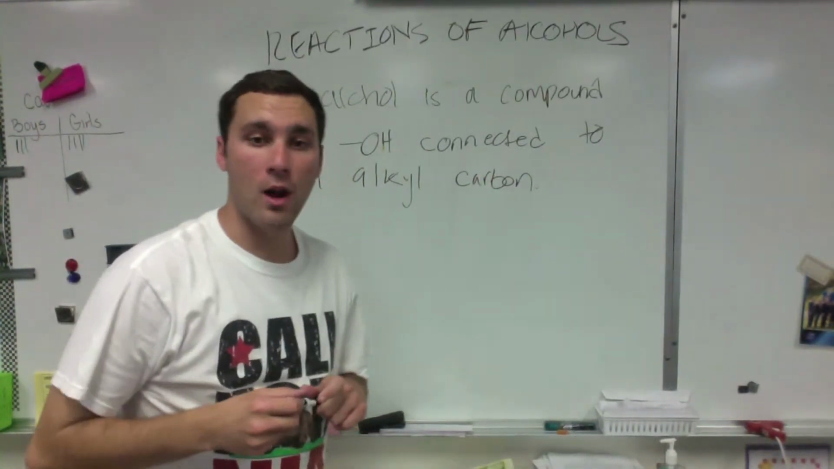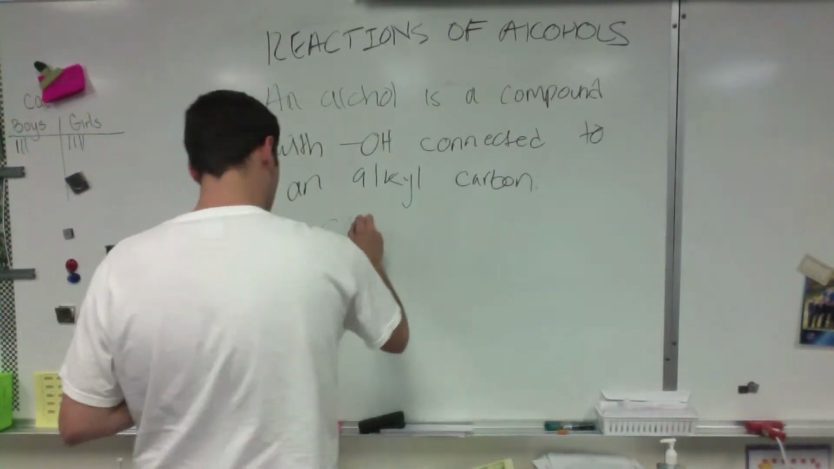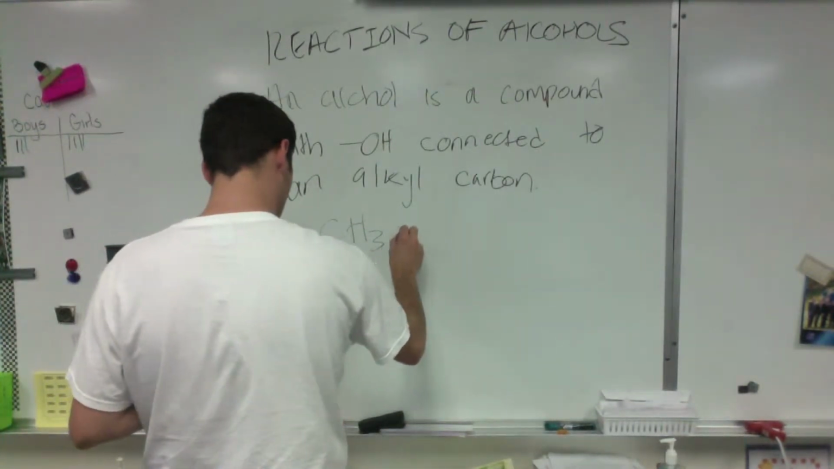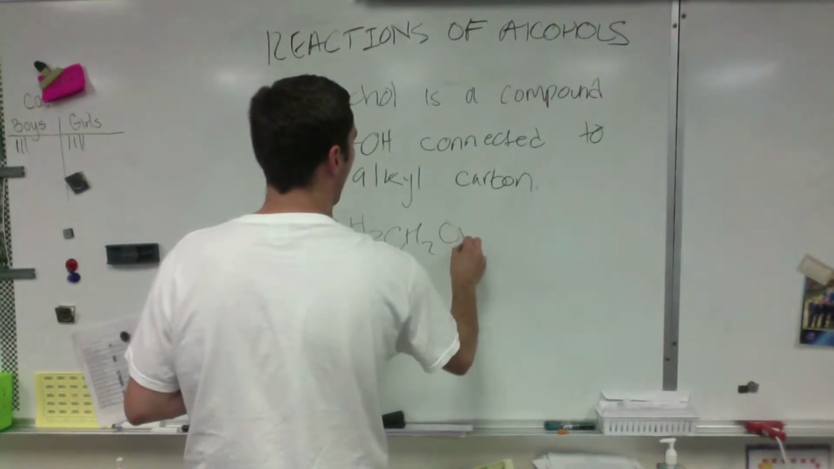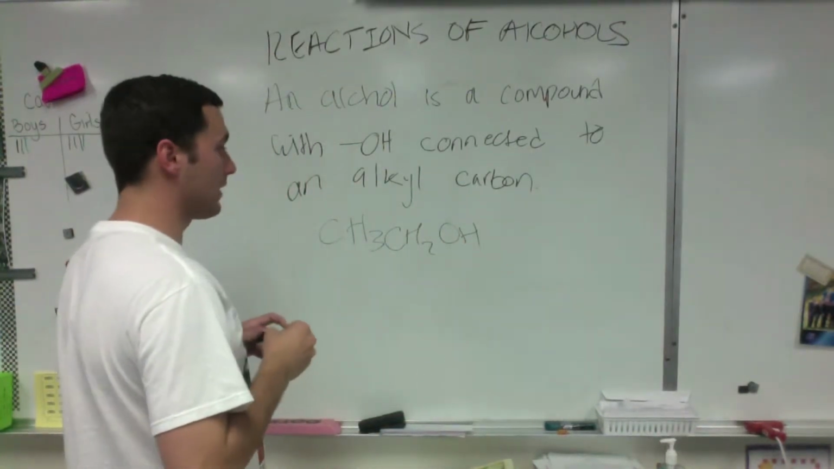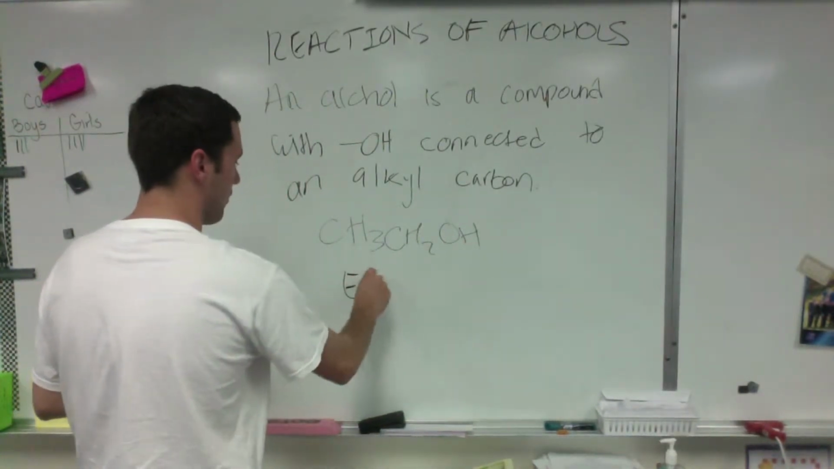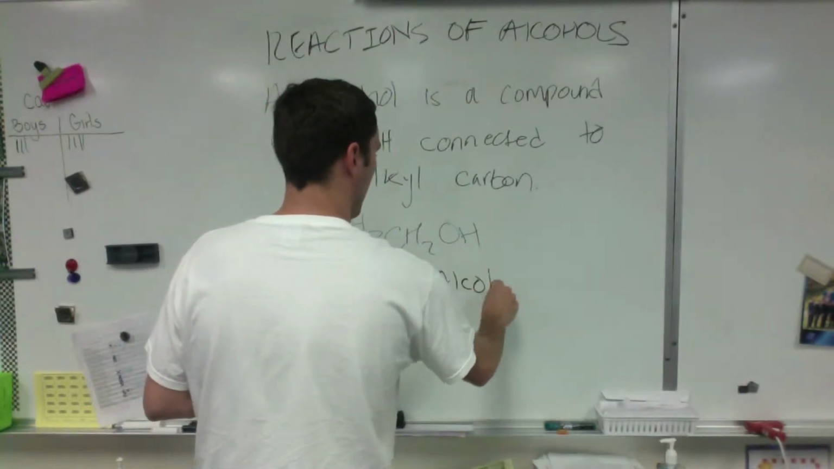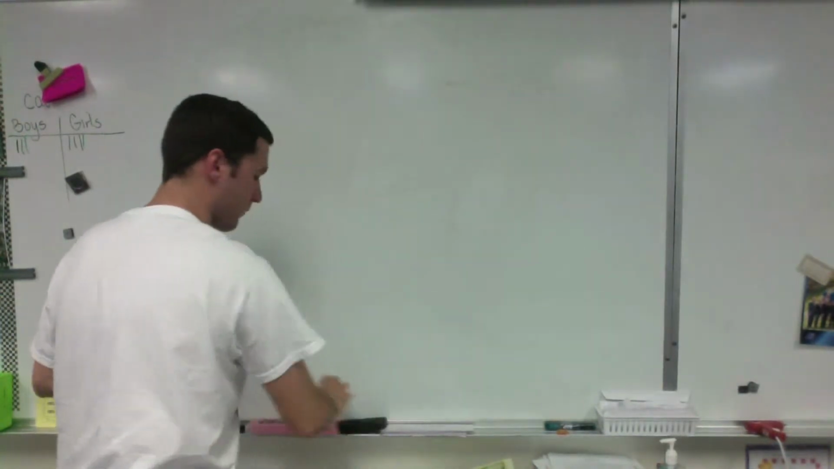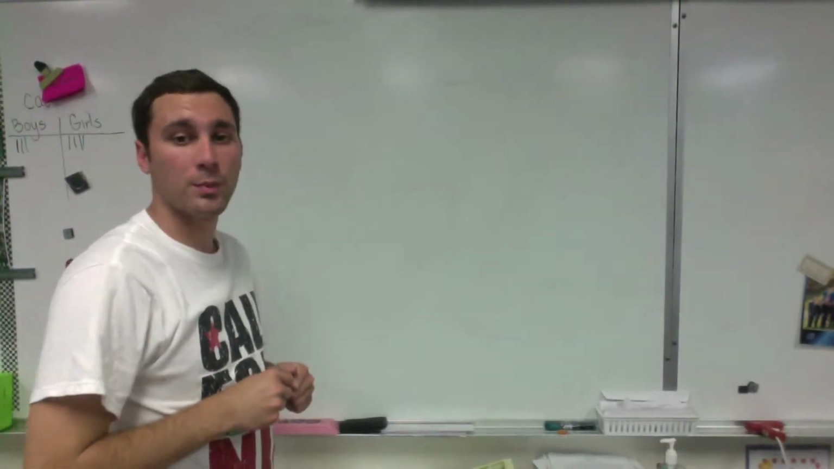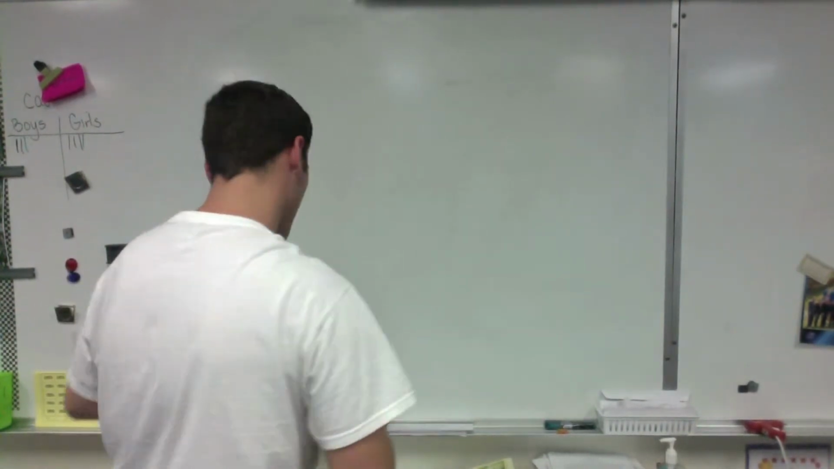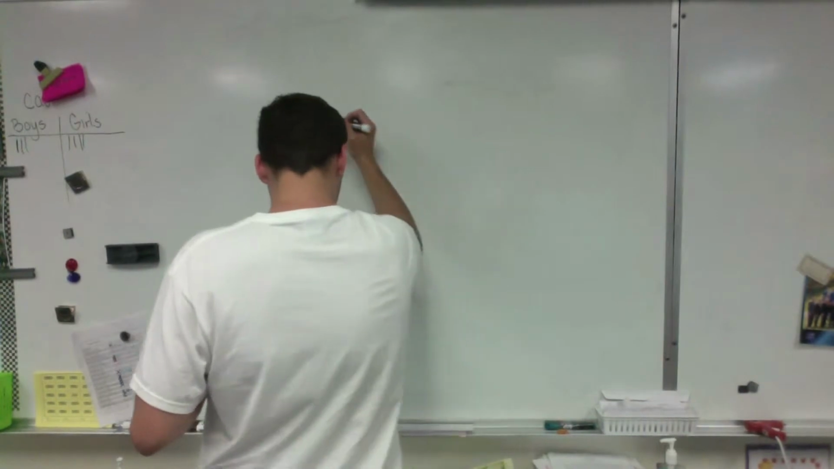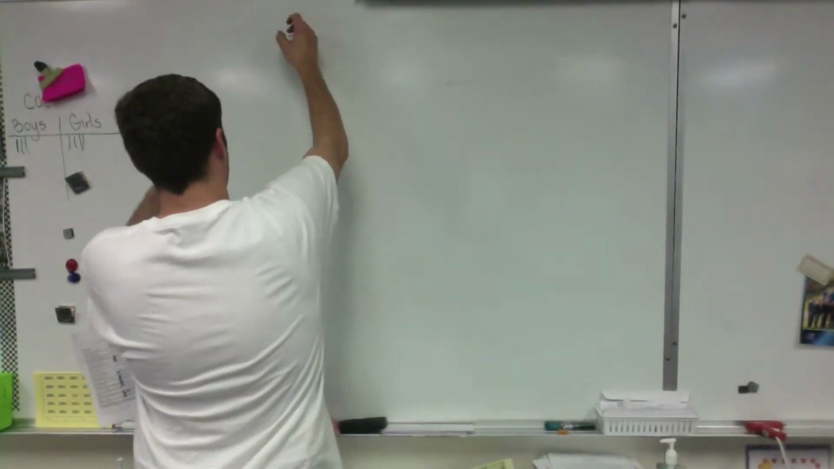Now, an example of an alcohol is CH3CH2OH, and this is ethyl alcohol. Now, in this video, I'm going to be explaining a couple reactions of alcohols. The first reaction an alcohol undergoes is a dehydration reaction.